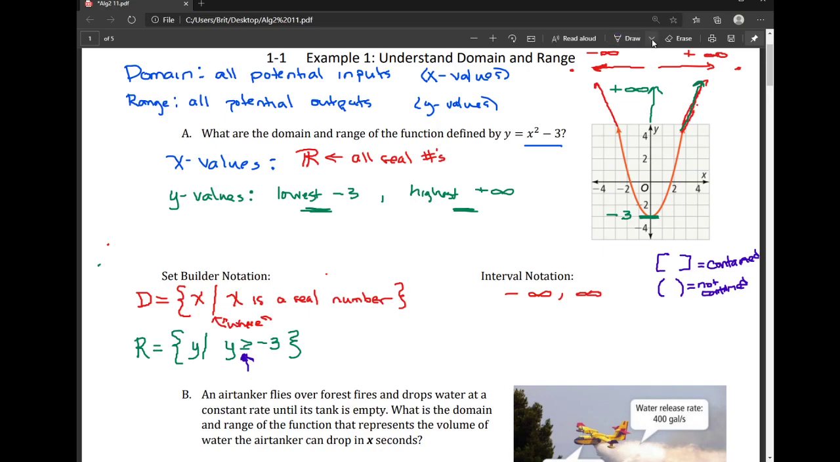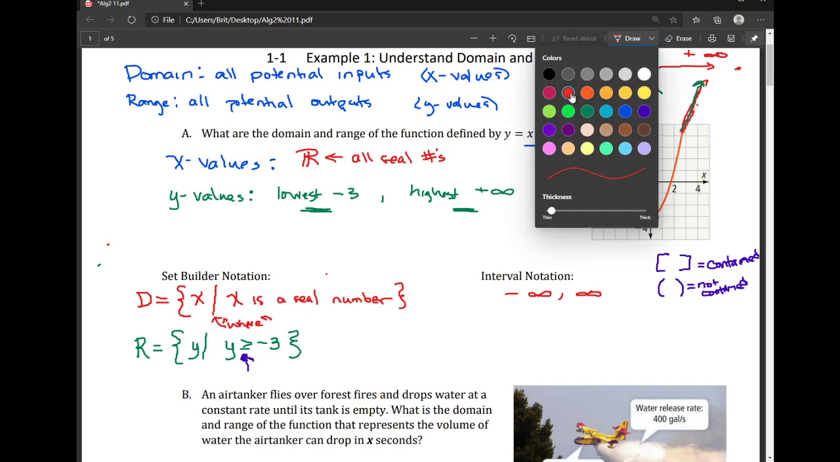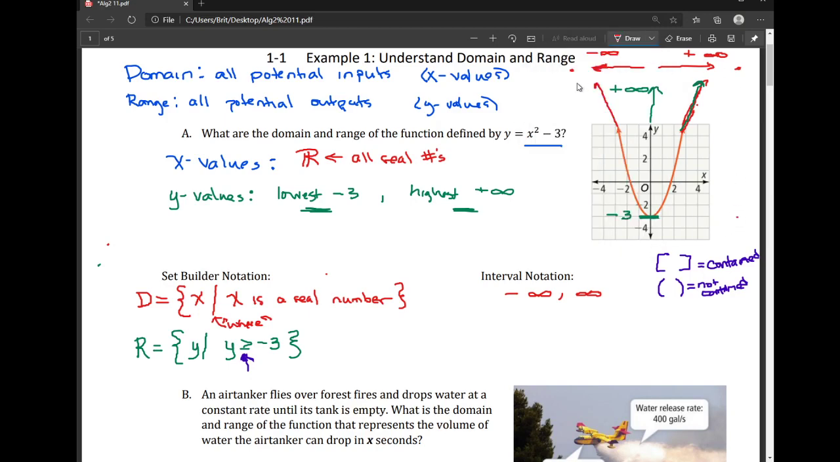So in terms of our domain, you can never actually reach an infinity. So my brackets on here are going to both be the not contained, because you can never reach the actual infinity.